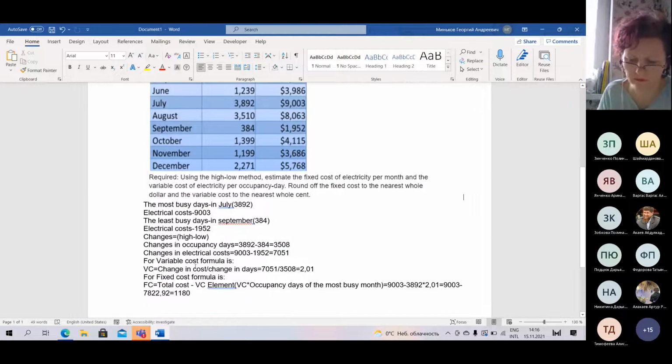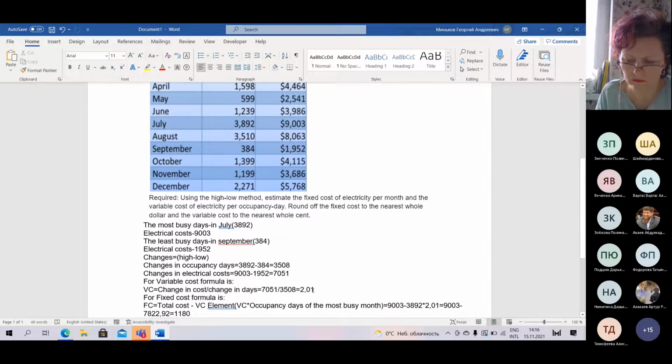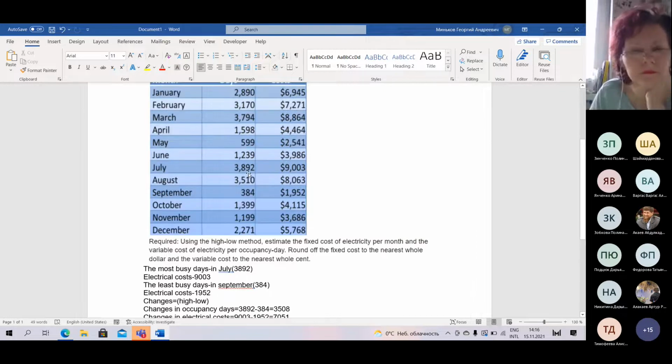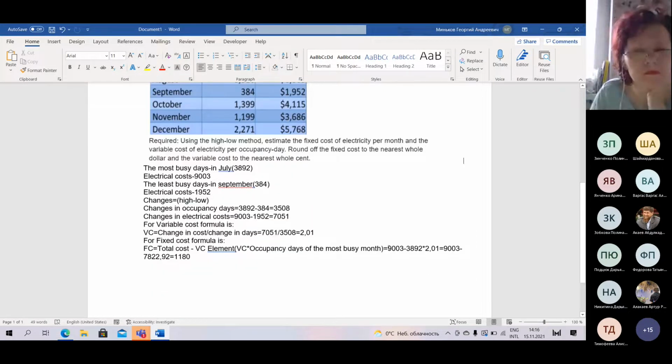And for variable cost, the formula is change in cost divided by change in days, and equals 2.01. I just rounded it to the nearest decimal. And for fixed cost, the formula is the total cost minus the variable cost element, which equals variable cost multiplied by occupancy days of the most busy month, that is July. And so our answer is 9,003 minus 3,892 multiplied by 201, and that is 1,180.